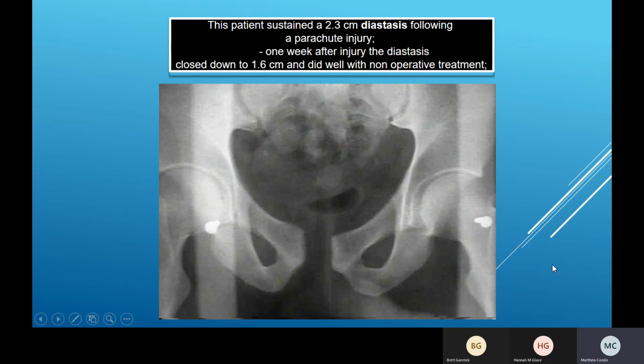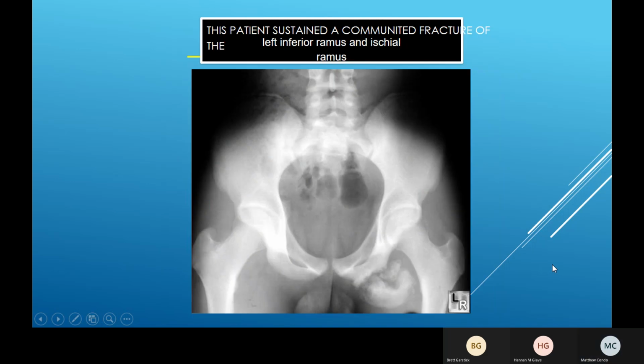So this is a fun little one. We had a patient that suffered a diastasis after a parachute injury. That's what it looks like in AP X-ray. This is a fracture of the inferior pubic ramus and ischial tuberosity.